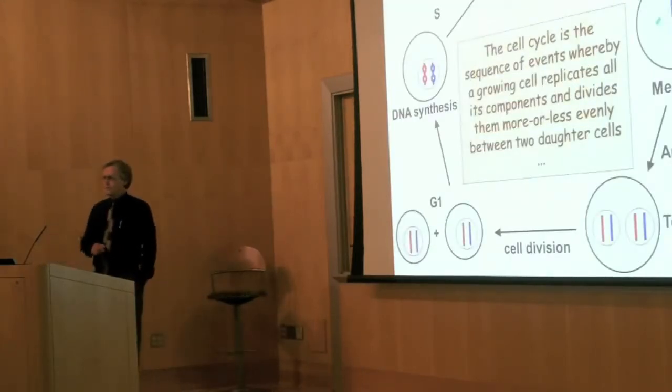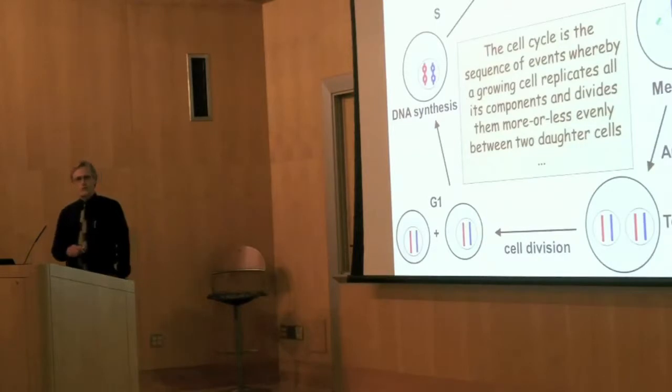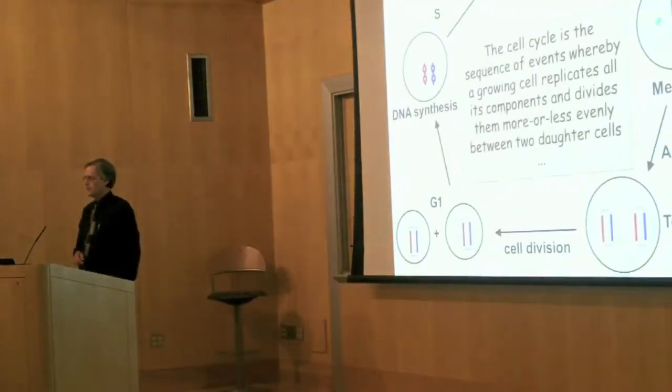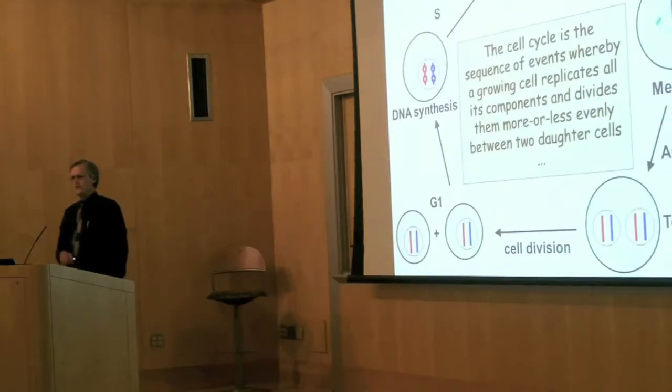So the cell cycle is the sequence of events by which a growing cell replicates all of its components and divides them more or less evenly between two daughter cells, so that the daughter cells inherit the information and the machinery necessary to repeat the process. And in all cells, the most important components that have to be replicated and then partitioned to the daughter cells, the most important molecules are, of course, the DNA molecules, the genome.